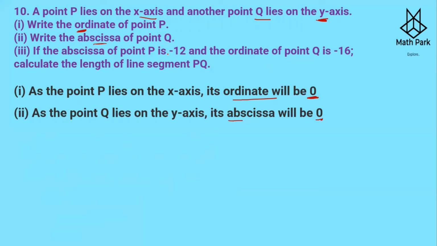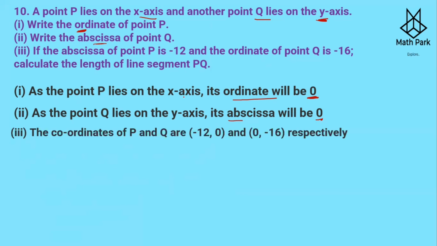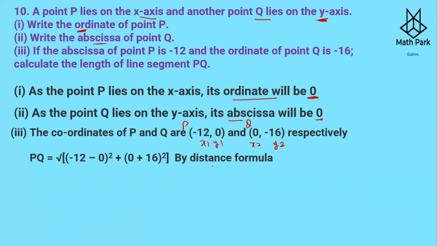And if the abscissa of point P is minus 12 and the ordinate of point Q is minus 16, find the length of line segment PQ. So the coordinates of P, this is P and this is your Q. We are going to find the distance between these. So this is your x1, y1, this is your x2, y2. So we use the distance formula.